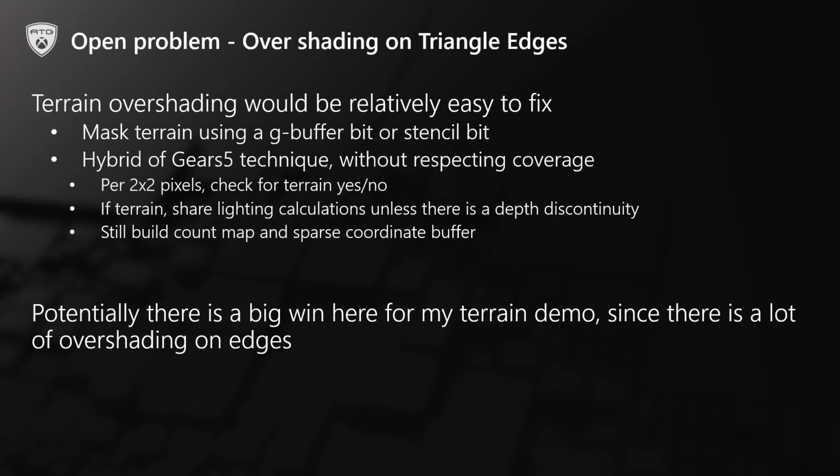All we need is one bit somewhere, whether it's in a GBuffer, whether it's a stencil bit, that says this is a terrain pixel. And then all we have to do when we're building the buffers to light is, instead of saying is the coverage the same, whether that's with the plane equation or whether it's the coverage bits in a GBuffer, we could say, well, both these pixels are terrain pixels and the depth is extremely similar, therefore we're just going to share the lighting calculation. And this should be very fast to implement, and would help a lot with terrain.